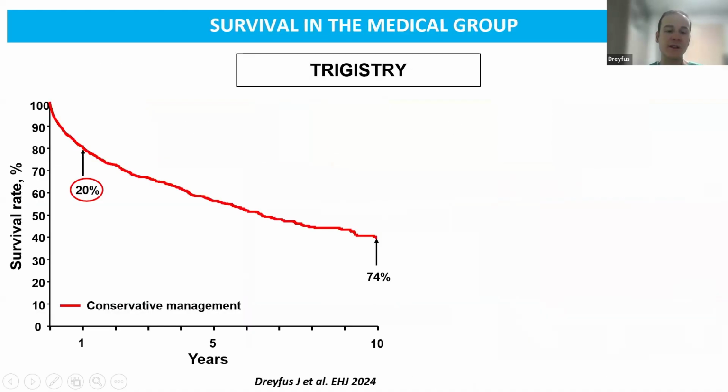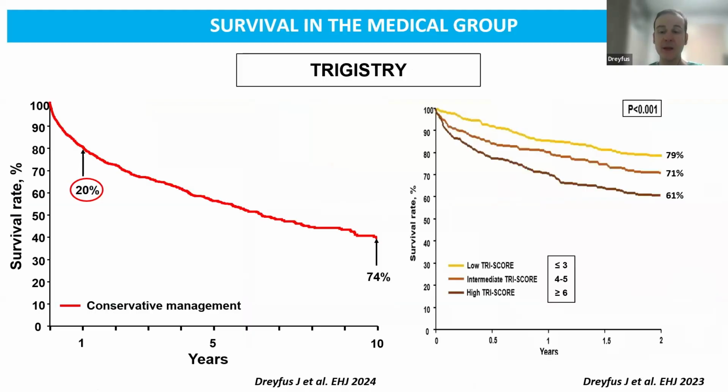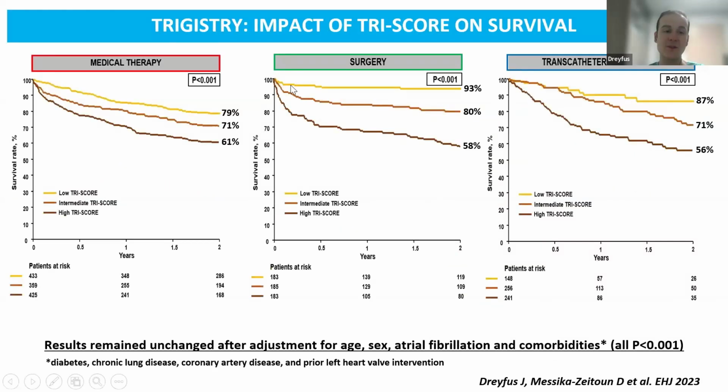So the question we're always wondering is, what is survival at 1 year or even more in patients with severe TR who are medically treated? And you can see that if you use the TriScore categories, the more severe, the higher the TriScore, the worse the survival at 2 years. And this is true not only in the medical group, but also in the surgical and transcatheter group.